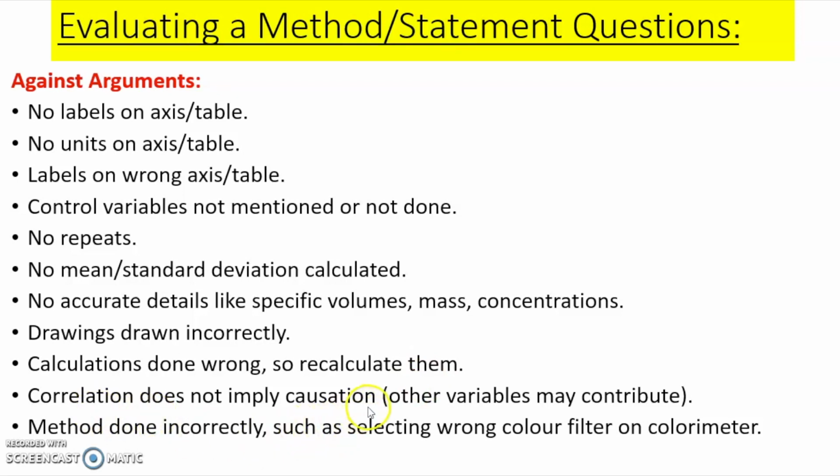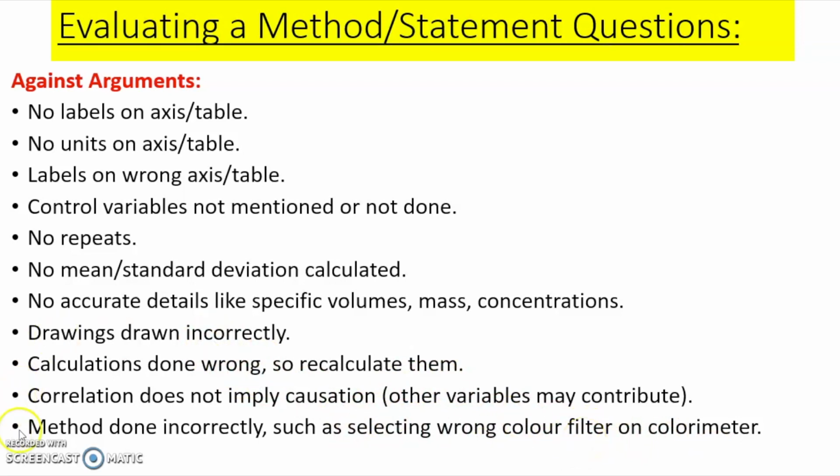correlation does not imply causation. So that again is crucial for you to look at the control variables. Are there any other variables that may actually be causing those results? Okay, and that again could be that the method's been done incorrectly, wrong. You know, for example, the wrong color filter on a colorimeter.